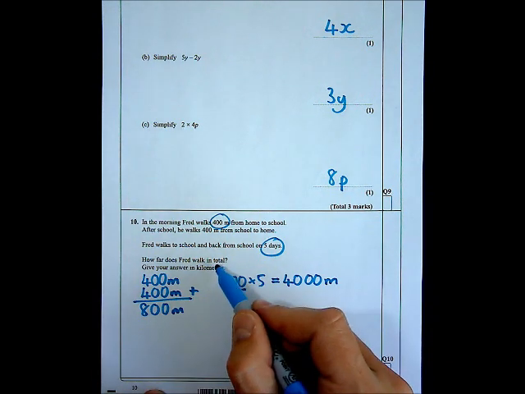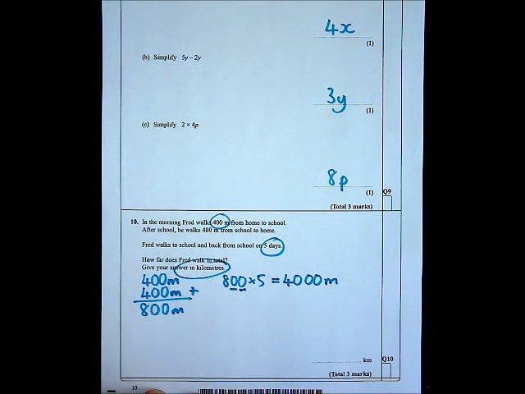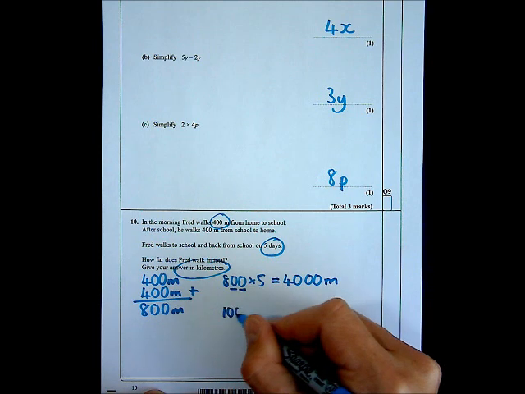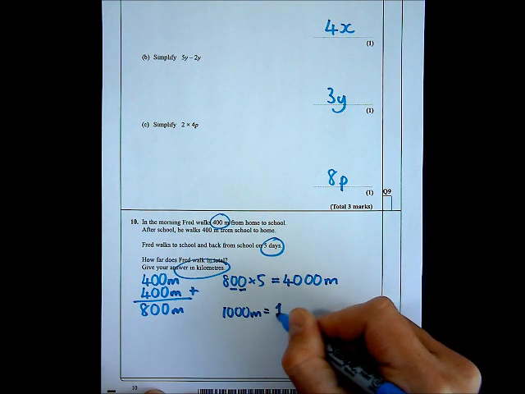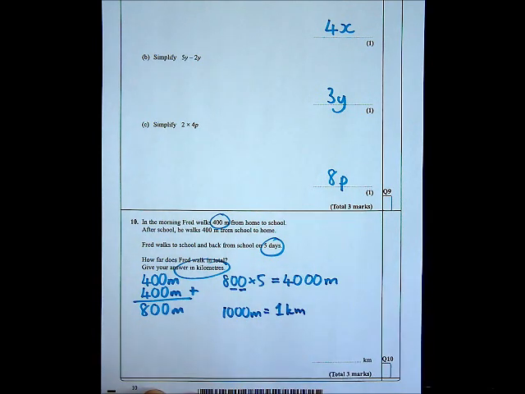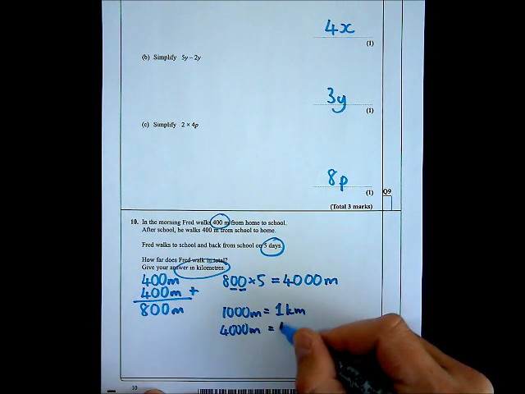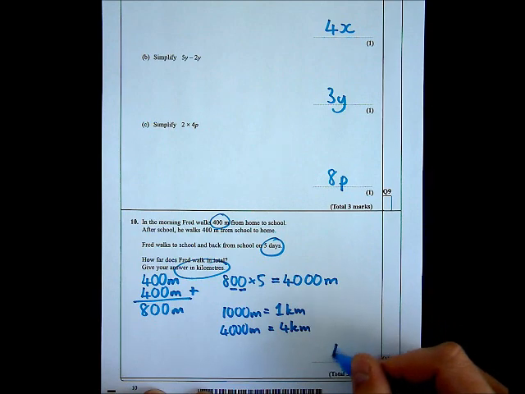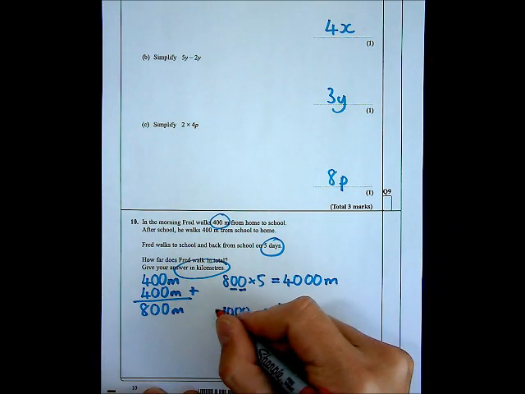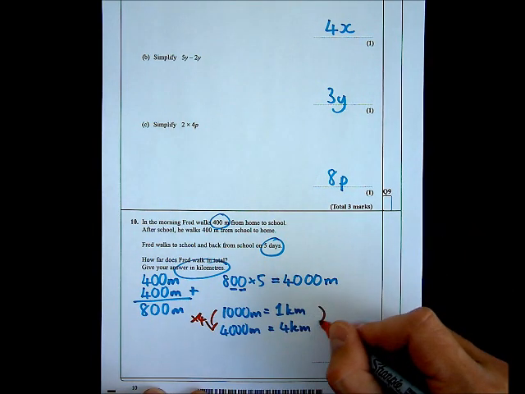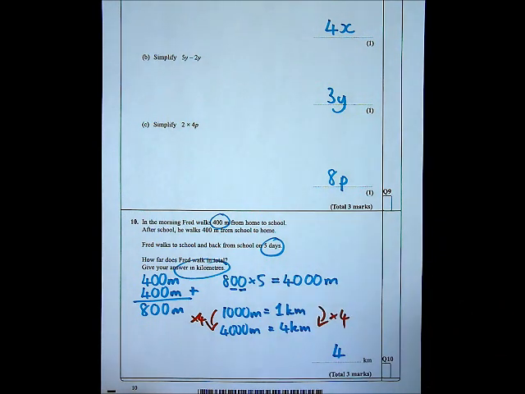Now the question does ask, give your answer in kilometers. Now I know that 1,000 meters is 1 kilometer, and therefore 4,000 meters should be 4 kilometers, because I've divided both sides by 1,000.